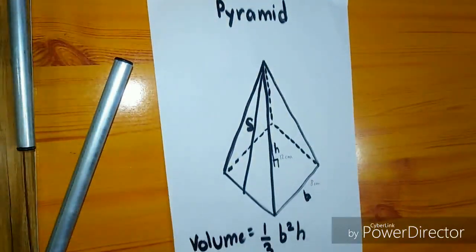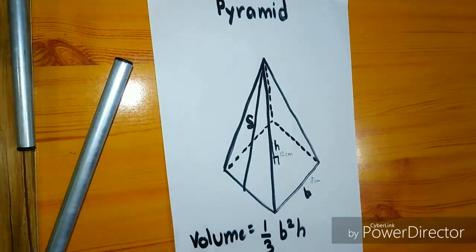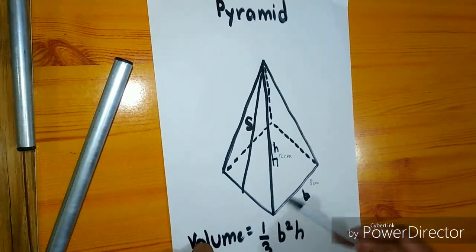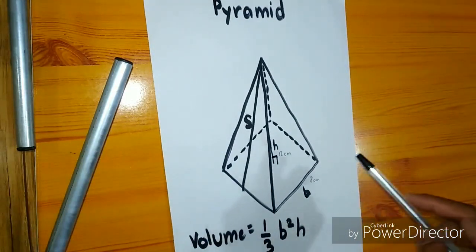On to the next and last example of my spatial figures, the pyramid. A pyramid is a space figure with a square base and 4 triangular-shaped sides. And same as other spatial figures, a pyramid also has a base, sides, and a height.